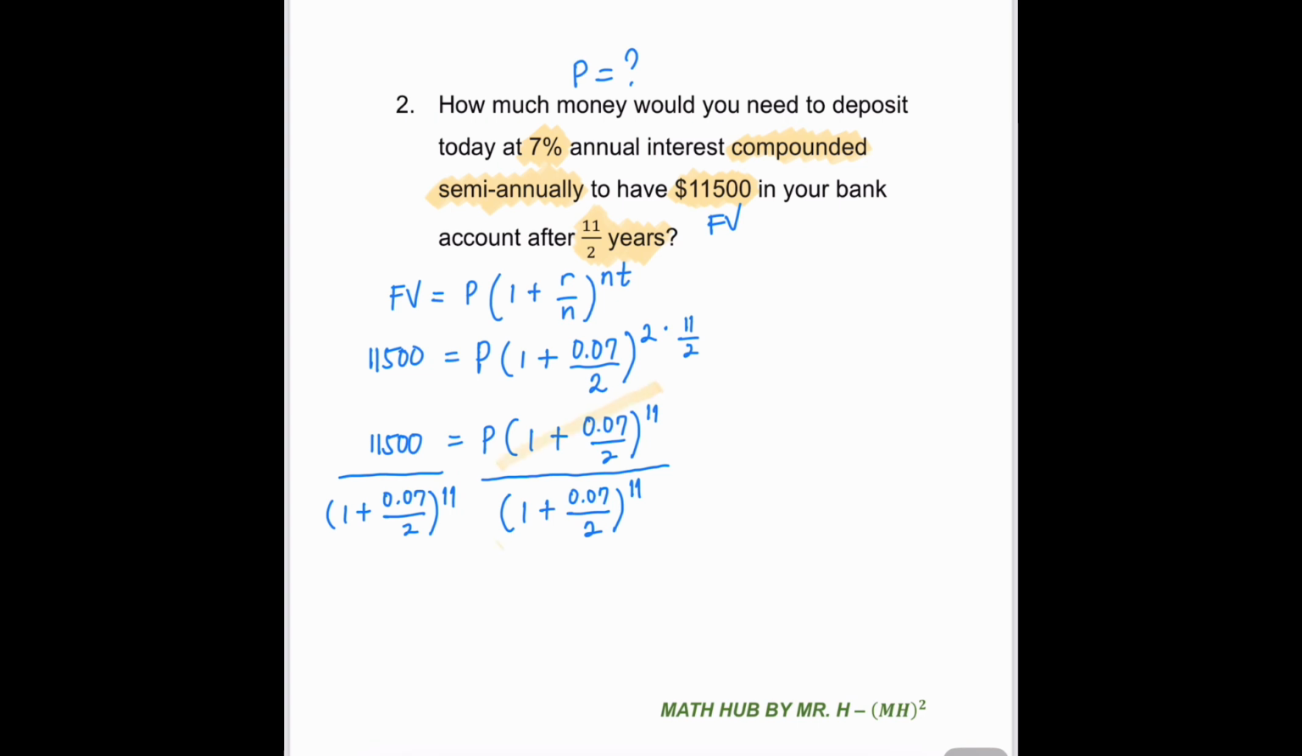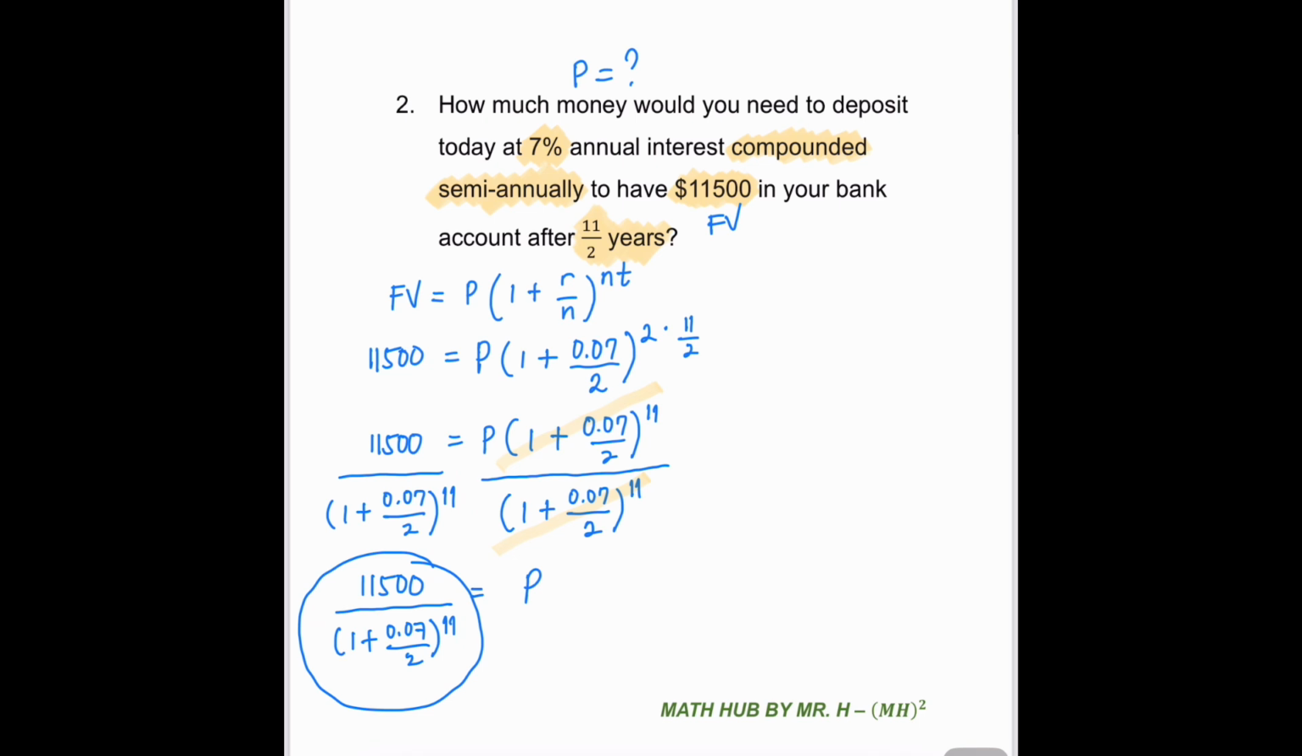So this one divided by this is going to give us 1, so it's going to be 1P. That's going to be left on the right-hand side. And from here, you can actually see that P equals 11,500 divided by the whole thing. So 1 plus 0.07 divided by 2 to the power of 11. You need to type this whole thing on your calculator, like everything in one go.